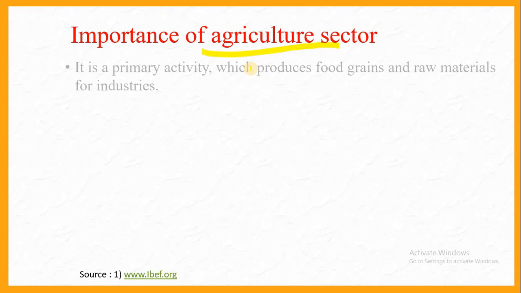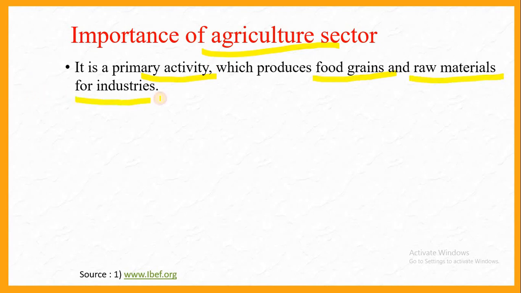So we look at what is the importance of agriculture. It's a primary economic activity, produces food, raw materials for industries. Raw materials also means, in Kannada it's called kacha vastugalu. So it is a source of production for secondary sector. As I told you, raw cotton is an example for raw material. Iron ore is an example for raw material. Iron ore is in mining.